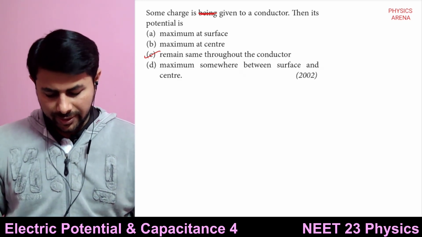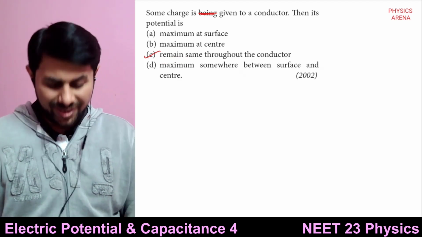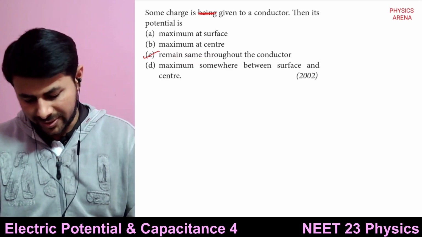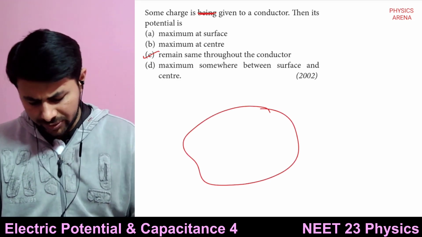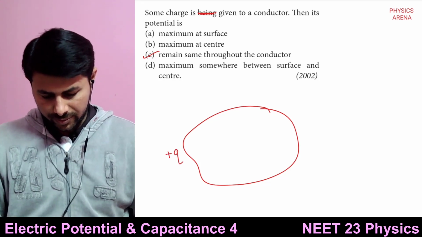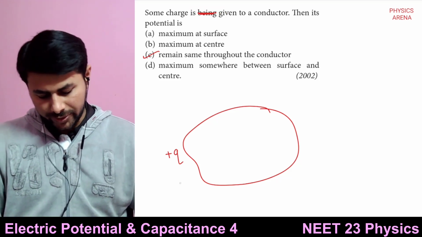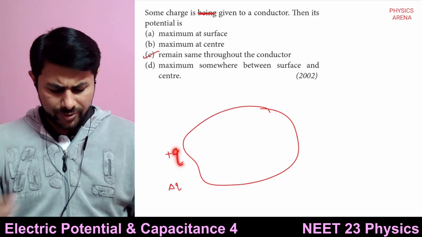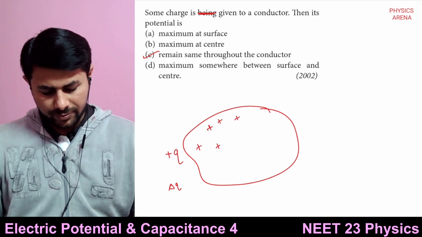Potential throughout the conductor is equal. Let me explain this. Actually, the language of this question is not correct. It doesn't remain same, it will be equal in all parts. So see, this is your conductor. You give some charge to it. If you say it's being given, then you keep on giving the charge. Suppose now charge delta q is given, added. So what will happen when you give charge q? It gets uniformly distributed throughout the conductor. Why?